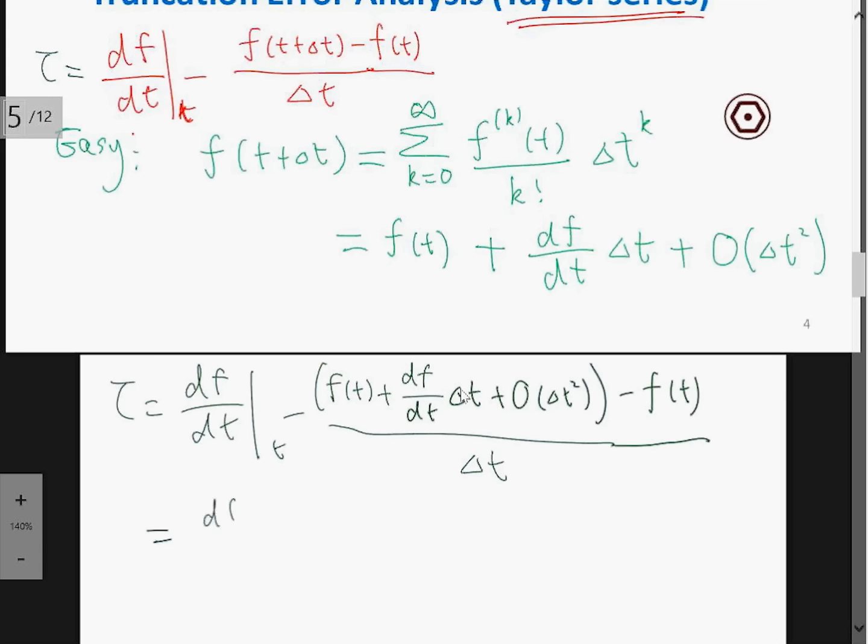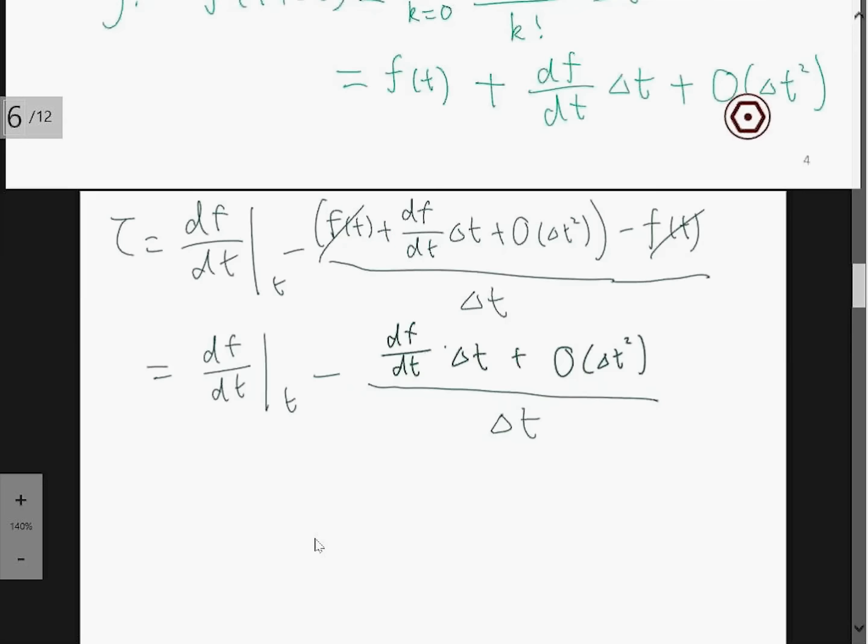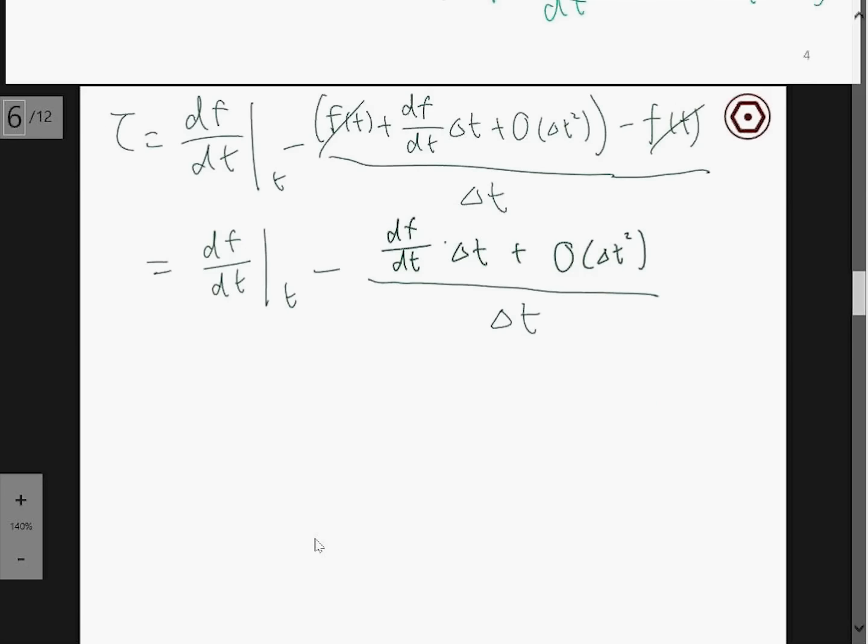And now it's time to cancel the terms. So I'm going to write this as it is, and first of all, try to cancel the terms here. So delta t is still here. This f(t) cancels with this f(t), right? So we have a df/dt times delta t plus O(delta t squared), okay? And this delta t cancels with this delta t, which makes this cancel with this. All right. So the only thing we get is O(delta t squared) divided by delta t.